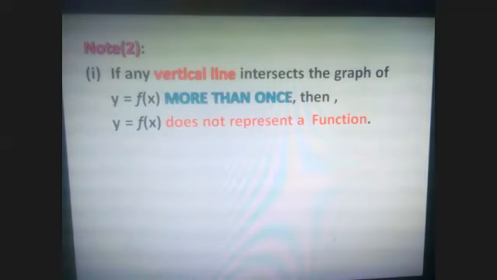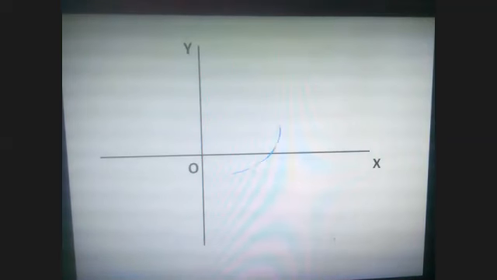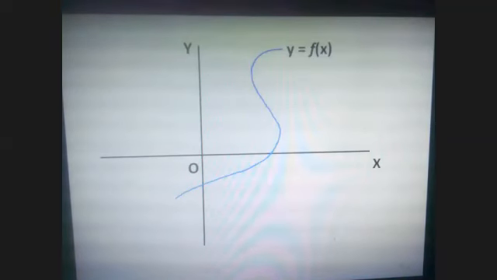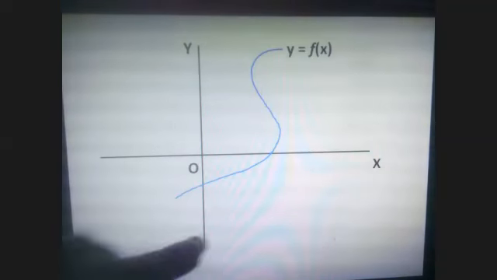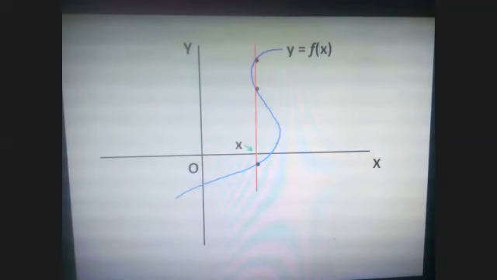Suppose a vertical line intersects the graph of y equals f(x) more than once. Remember, a vertical line intersecting the graph of y equals f(x) more than once cannot represent a function. Can you imagine why? Suppose I have a graph y equals f(x). Now, if I draw a vertical line here, any vertical line intersects it more than once.